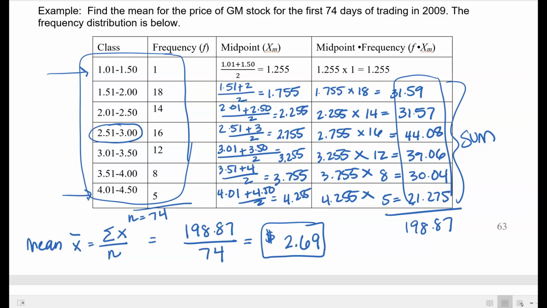If you'd gotten an average like, I don't know, $7 and something, you could look at this list and say, well, that doesn't make sense at all because none of them are in the $7 range. So that's a good way to just check your answer and catch yourself if you make a mistake.